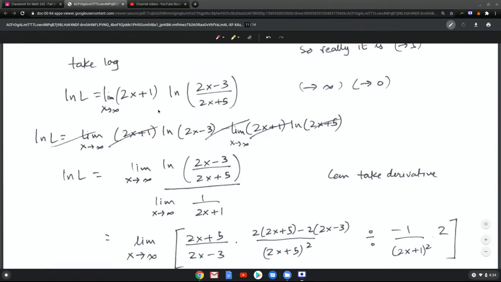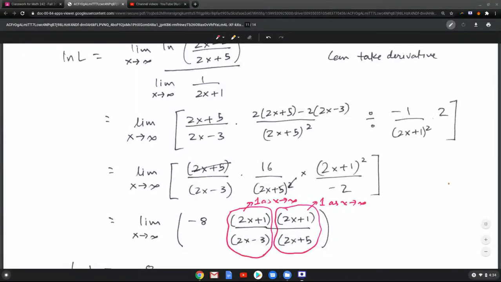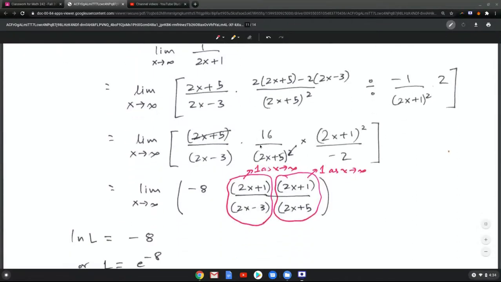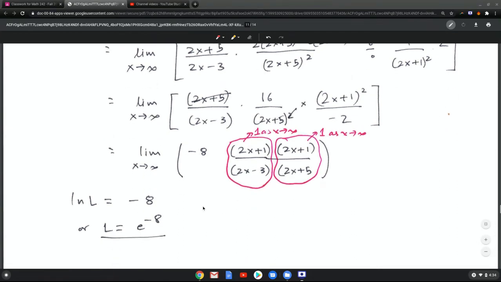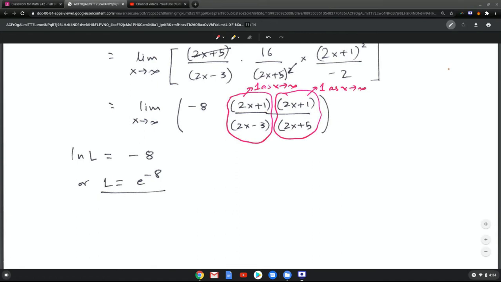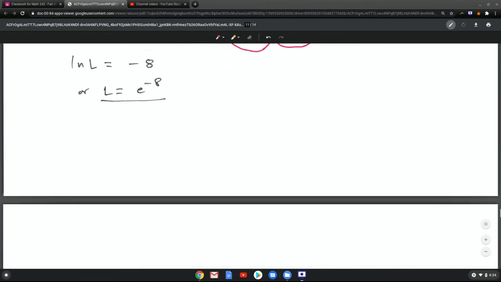it's an indeterminate product. So you can rewrite the 2 over 2x plus 1 as 1 over 2x plus 1 and take derivatives. You take derivatives and you look at it carefully, you end up with a rational function situation where the limit becomes 1 and you get a negative 8. So the log of the limit is negative 8, which means the limit itself is e to the power negative 8.